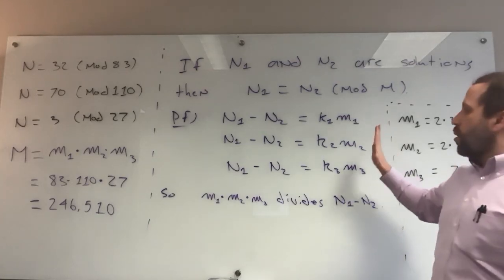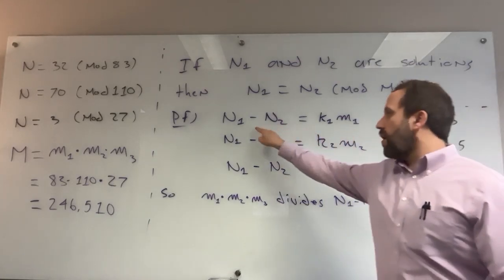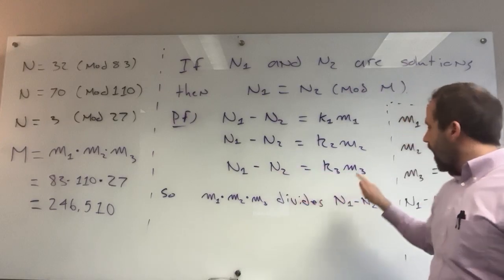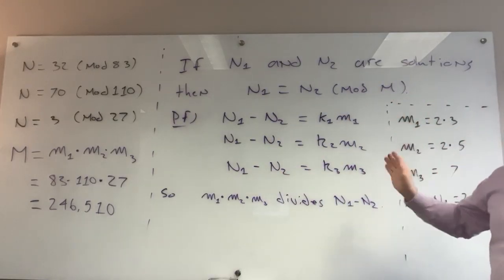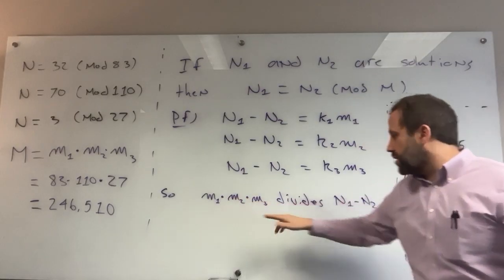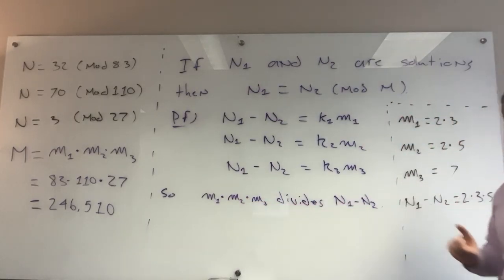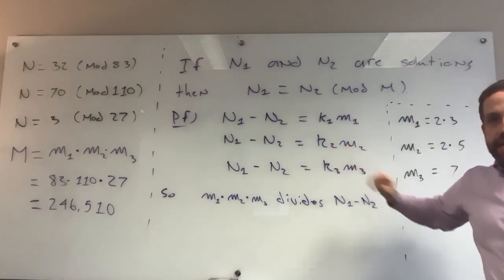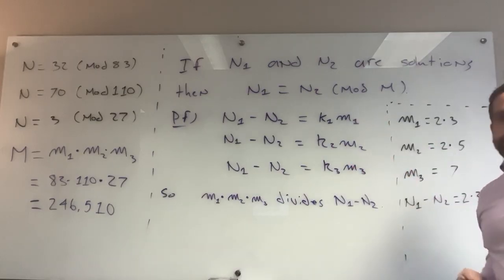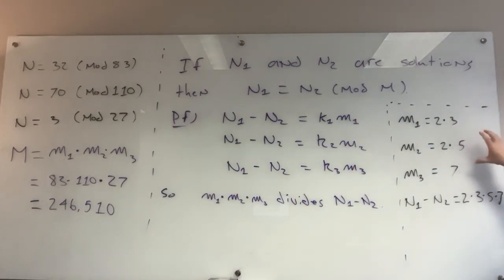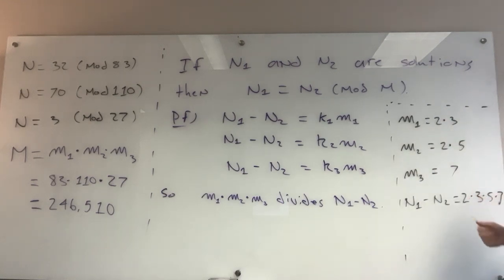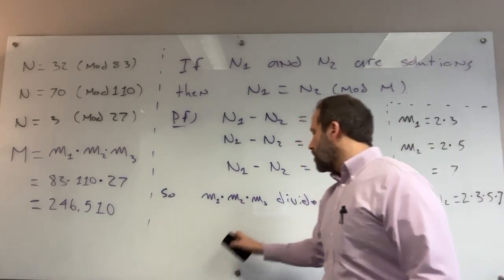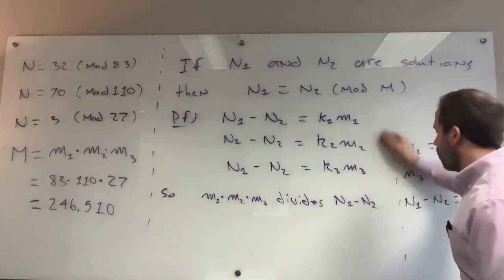So if the only information that we have is m1 divides this, m2 divides that, and m3 divides that, then we do not know necessarily that their product is going to divide that. However, in our case here, we are assuming that m1, m2 and m3 are relatively prime. So in other words, you don't have this situation where you have an m1 and an m2 with the same common primes in their factorization. Okay, so therefore, m1 times m2 times m3 divides n1 minus n2.